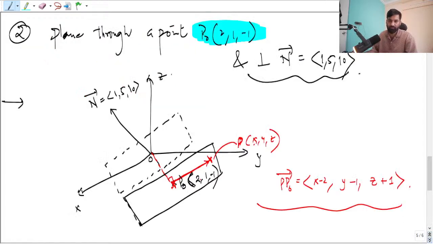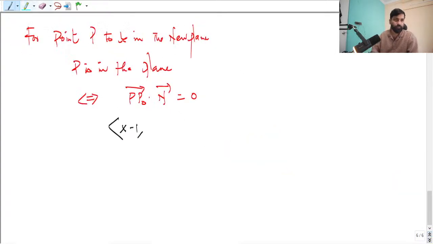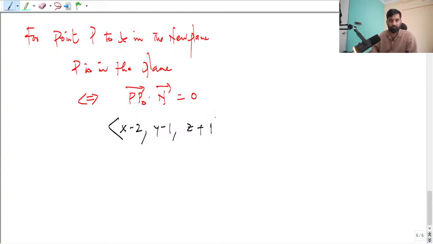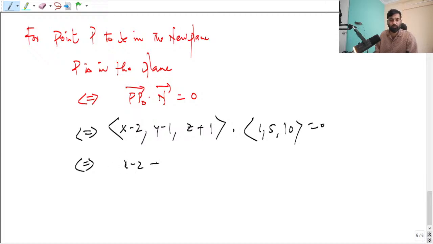x minus 2, y minus 1 and z plus 1, right? And dot product with the normal vector 1, 5, 10. Now what we can do here is x minus 2 plus 5y minus 5 plus 10z plus 10 equal to 0. What we have to do here is just go for component wise multiplication.